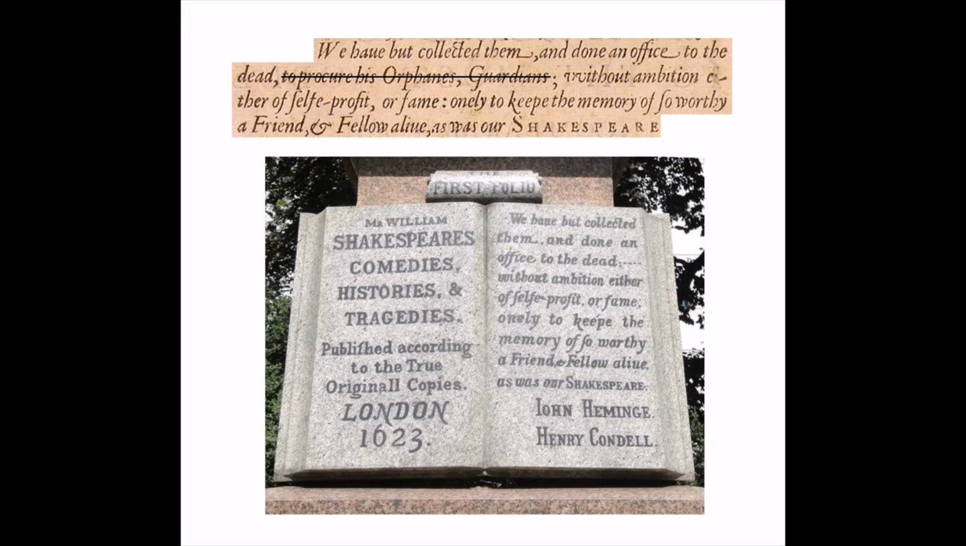It's missing the words "to procure his orphans guardians," and it's set up with fewer words per line to fill up the page, but also to make certain words appear on a single line. Now the reason Patrick sent it to me is because he may have discovered De Vere's name hidden within the text.